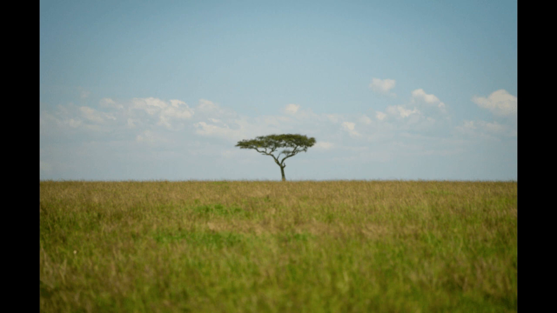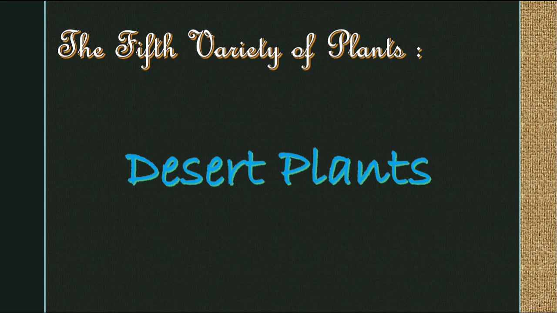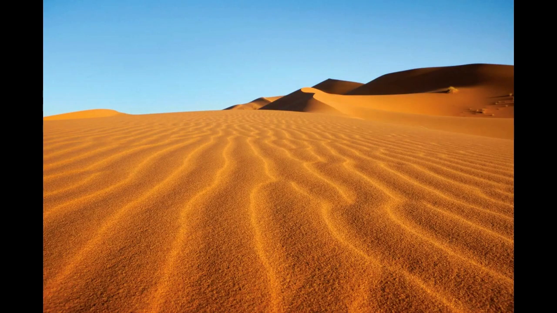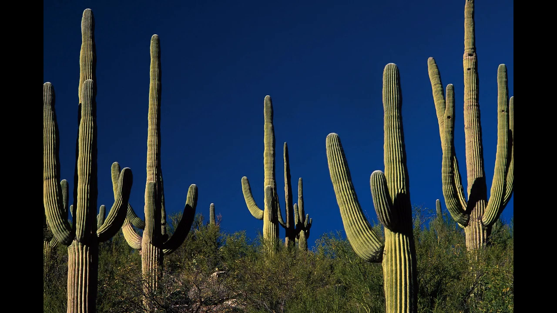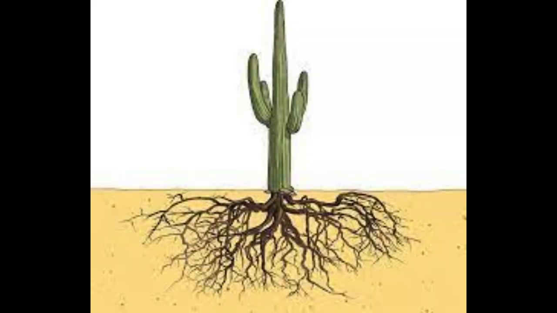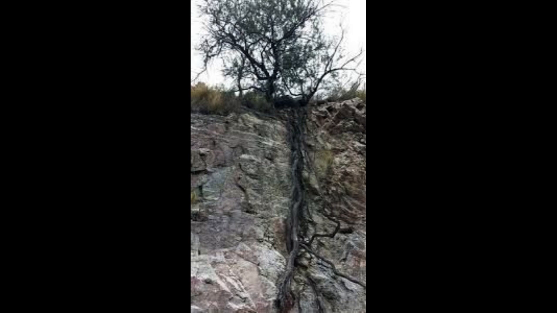Now let's know about the fifth variety, desert plants. A desert is a place where very little rain falls, but only rarely is there no rain at all. And wherever there is a little amount of moisture, some especially adapted hardy plants such as cacti will survive. When there is no moisture on the surface, plants can often find moisture deep underground by growing very long roots. Mesquite roots grow as deep as 30 feet, which is 9 meters.